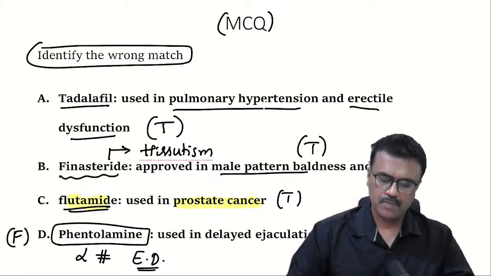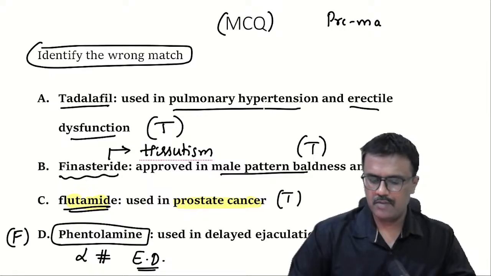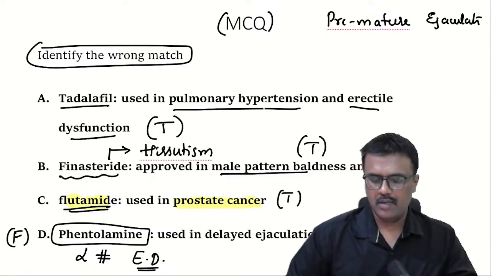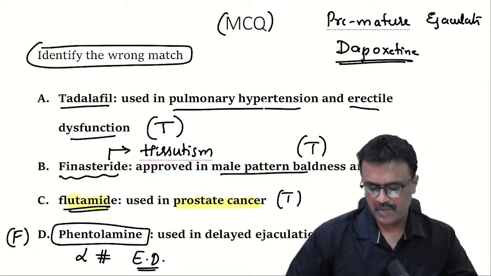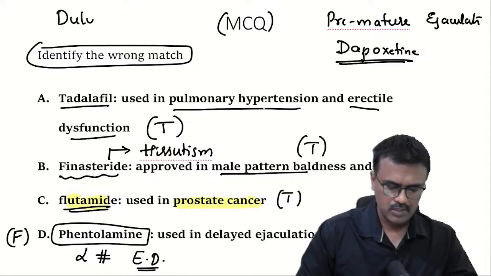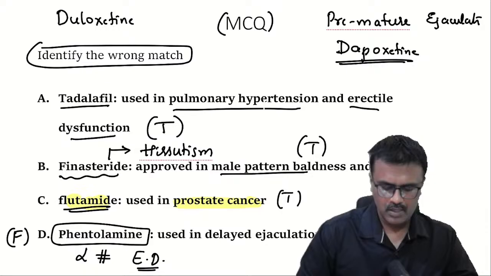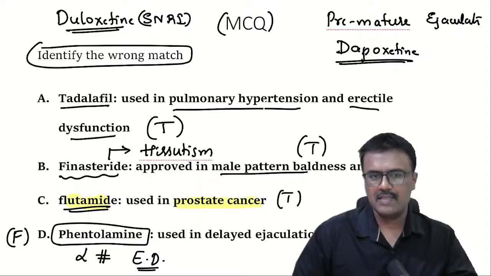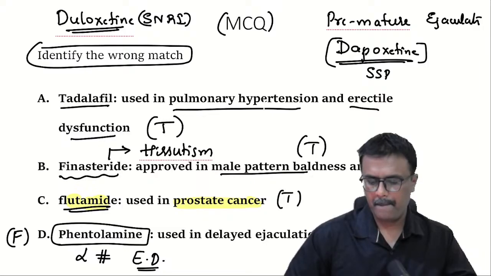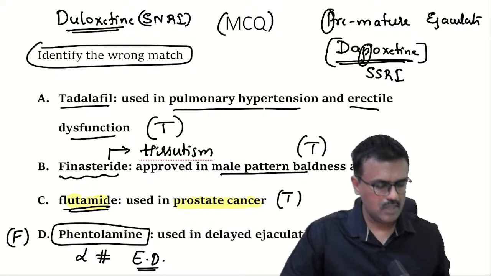Now, what is the drug which is approved for premature ejaculation? Premature ejaculation, the drug approved is dapoxetine. Dapoxetine. Don't confuse with duloxetine. Duloxetine is an SNRI, which is also used for stress urinary incontinence. Dapoxetine is SSRI. Remember P for premature ejaculation.